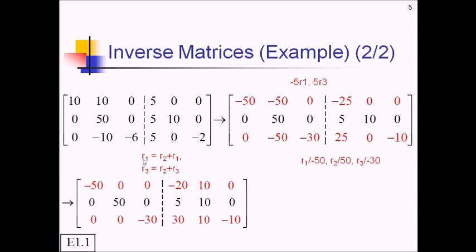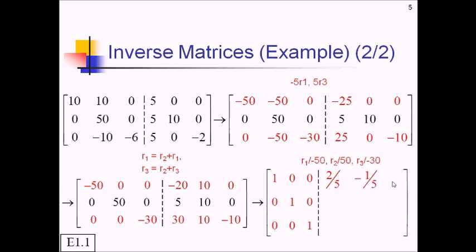When I do that, row 1 I've got 1, 0, 0, and now negative 20 over negative 50, we can reduce that to positive 2/5. 10 over negative 50 is negative 1/5. 0 still stays as 0. Row 2 I have the identity, and then dividing by 50, 5 over 50 is 1/10. 10 over 50 is 1/5. 0 over 50 is 0. Row 3, dividing by negative 30. 30 over negative 30 is negative 1, which is nice.